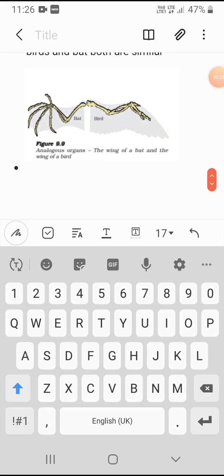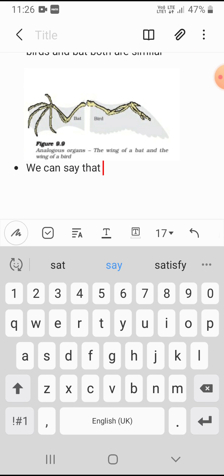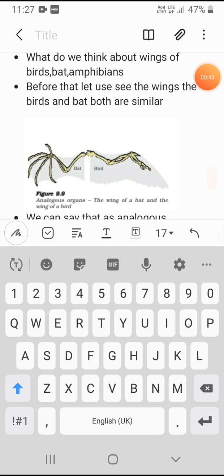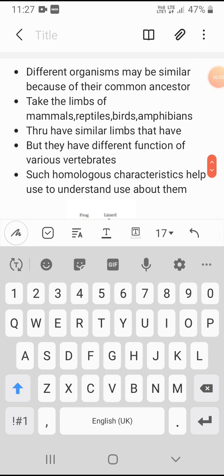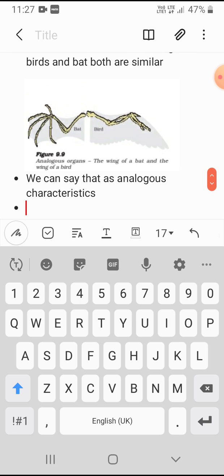So we can say them as analogous organs, or analogous characteristics. Don't forget, they will ask the difference between homologous and analogous characteristics. So here are the homologous characteristics and here are the analogous. Don't forget to read this. They will ask the difference.